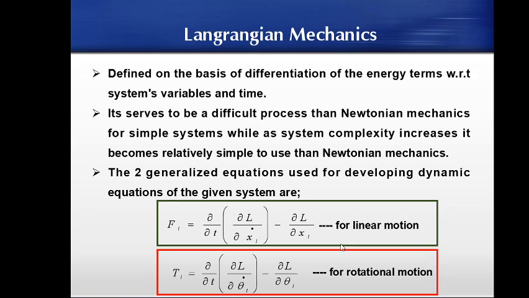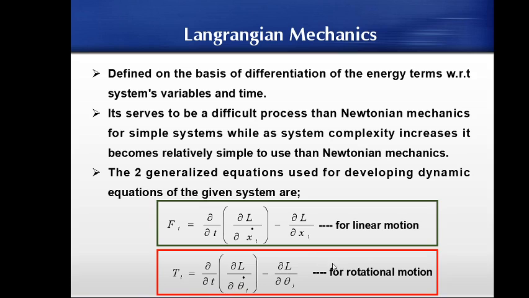Okay, so if there are n number of linear joints, then the total force exerted on the system to move that entire system is defined as the summation of all the forces, and each force element is defined by Fi equal to d by dt of (dL by d xi dot) minus dL by d xi, where xi is the system variable corresponding to the linear motion i, and Fi is the force induced on the system due to the linear joint xi, and L is the Lagrangian parameter, which is defined as the difference between the kinetic energy and the potential energy acting on the system.